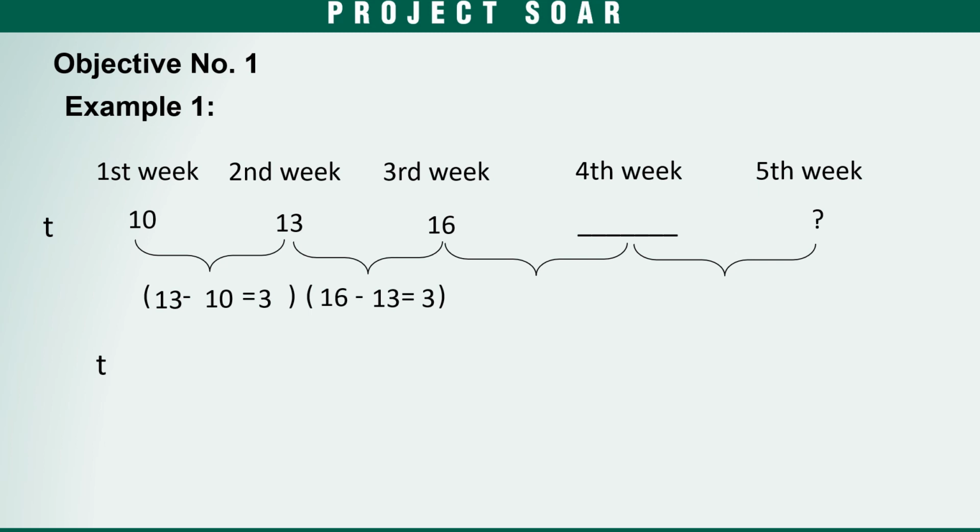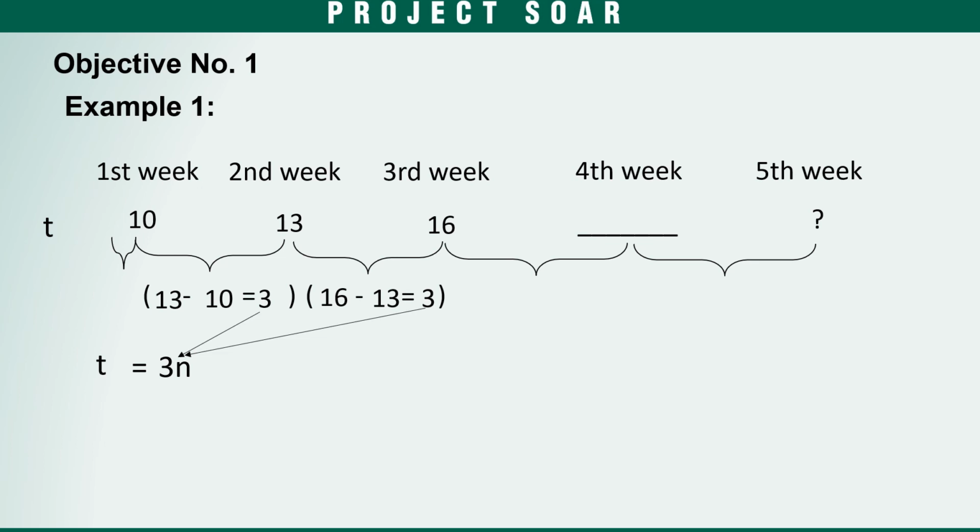We need to find the formula for the sequence 10, 13, 16 so that we can find the 5th term, or the minutes that we could jog in the 5th week. Therefore, we need to find the formula for the nth term. T is equal to 3n. Where did I get the 3? The number 3 is the common difference in the sequence, and the n is the representation of the week.